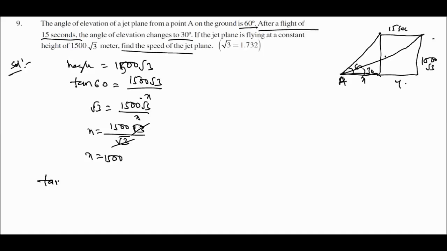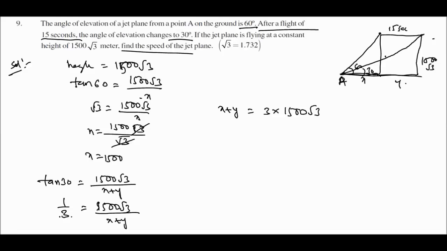Here tan 30 is equal to 1500 root 3 divided by the total length, so this is x plus y. So tan 30 is equal to 1 by root 3, is equal to 1500 root 3 by x plus y. Okay, so x is equal to how much?